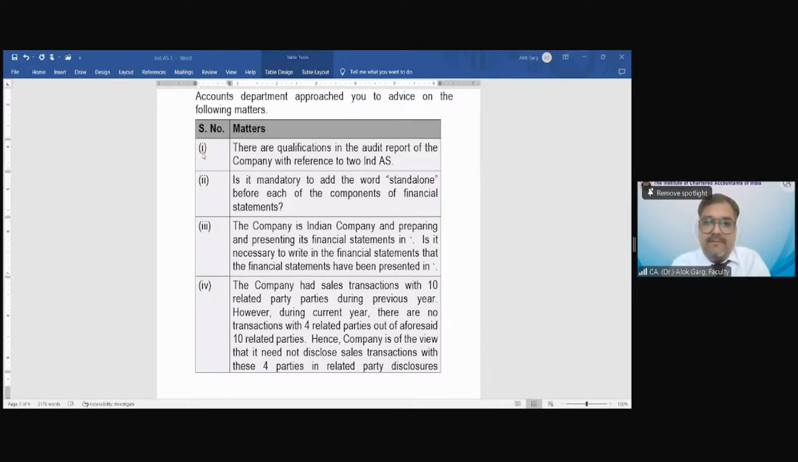So in this case, the entity whose financial statements comply with Ind AS has to make an explicit and unreserved statement of compliance in the notes to accounts. An entity shall not describe the financial statements as Ind AS compliant until and unless it meets the requirements of all applicable Ind AS, right?